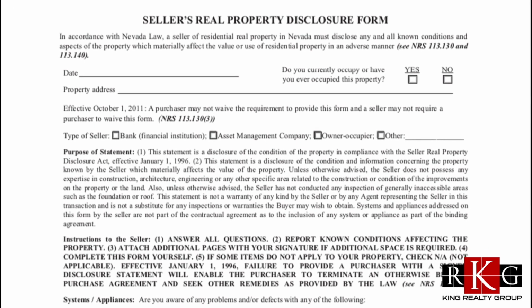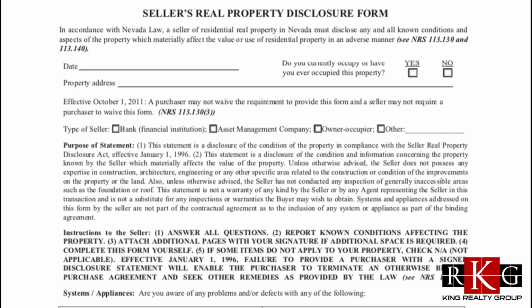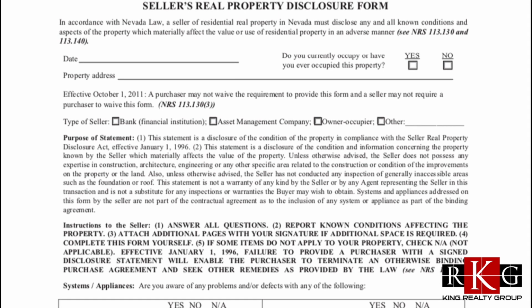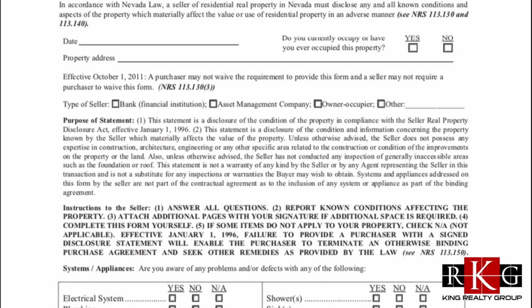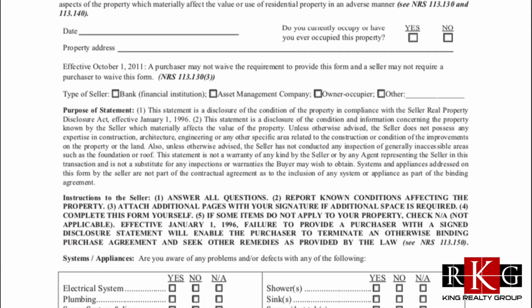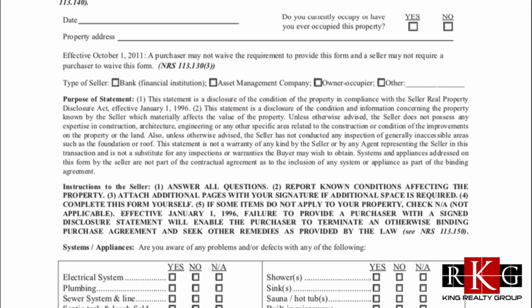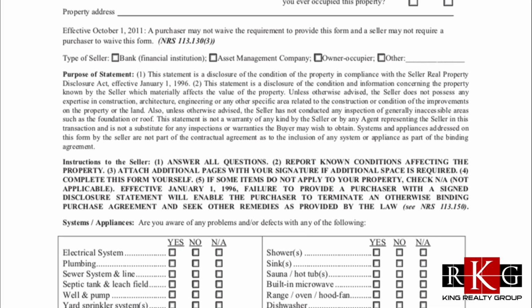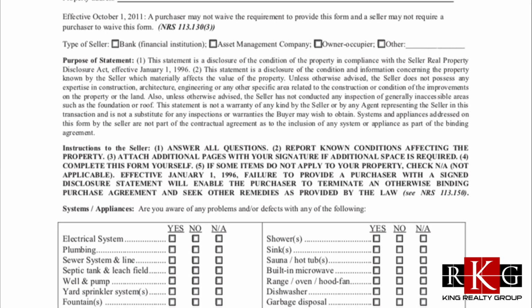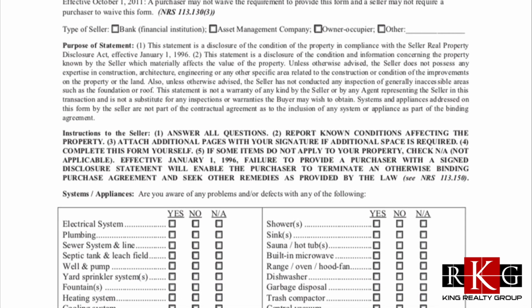This disclosure is not a guarantee, nor does it take the place of an inspection. In some cases, a seller has never lived in the property and may have no knowledge of the condition of the property. Thus, the buyer is advised to obtain an independent inspection performed by a properly licensed home inspector. The seller must complete the SRPD form detailing the condition of the property, known defects, and any other aspects of the property which may affect its use or value.